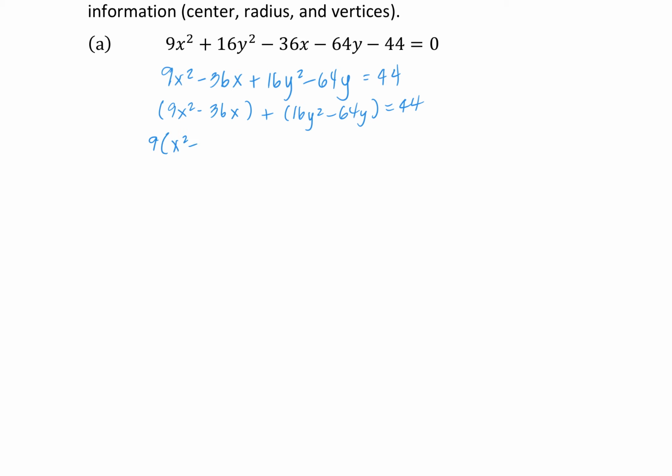So remember, I'm dividing the 36 by 9 as well to get x squared minus 4x plus, and in the second set of parentheses, there's a 16 in front of the y squared. So I'm going to factor that out to get y squared minus 4y.